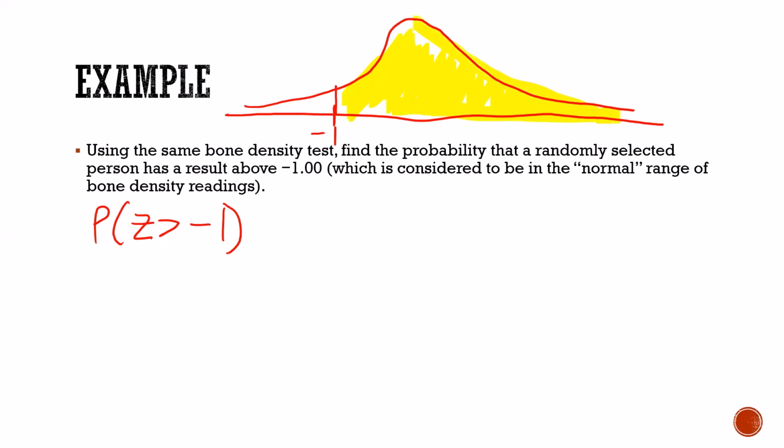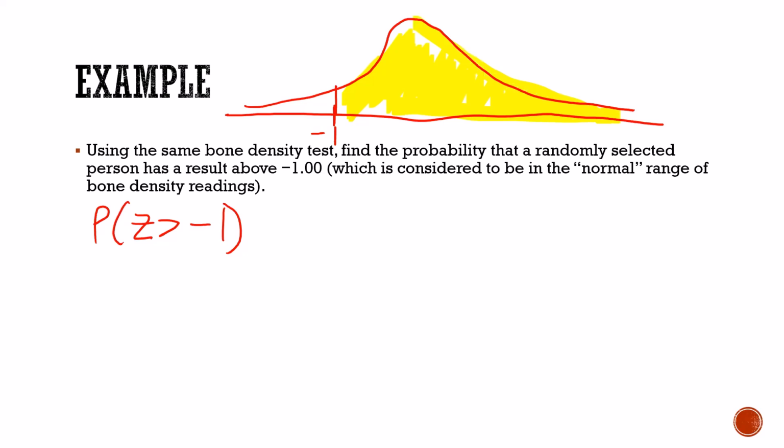But here's the somewhat problematic part. This makes this a little bit trickier. This table says something that we don't like. This table gives us areas to the left, right? But what's the total area underneath the curve? 1, right? So we can kind of use that to help us out, right?